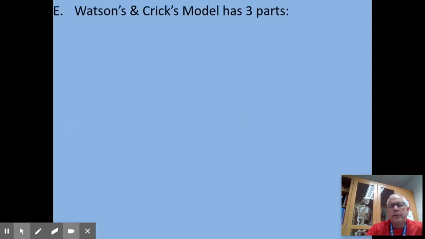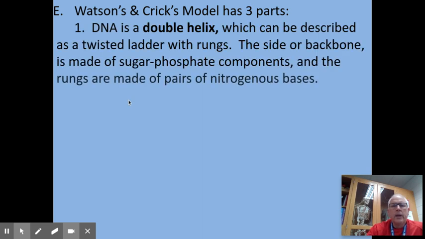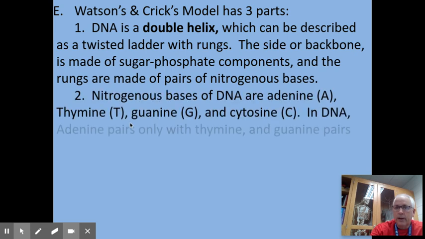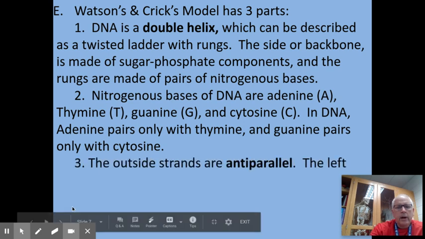And Watson and Crick's model had three parts. This should not be anything new to you. It's a double helix. It can be described as a twisted ladder with rungs in it. The sides of it, if you remember, are sugar and phosphate. And then the rungs of the ladder, the steps, are the four nitrogen bases. I guarantee you remember these: adenine, guanine, cytosine, thymine. Should ring a bell. And A always goes with T, G always goes with C.